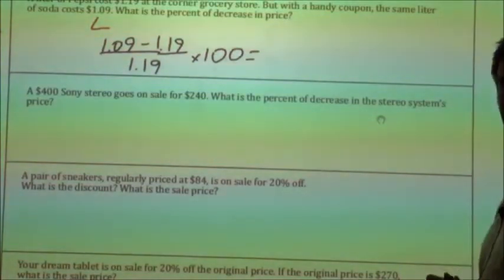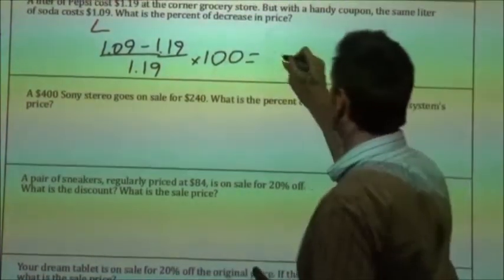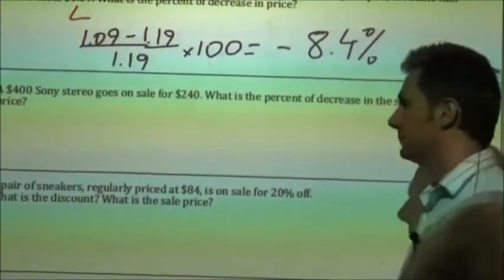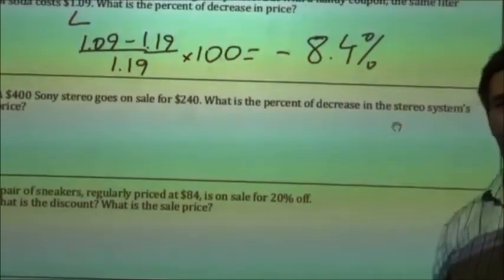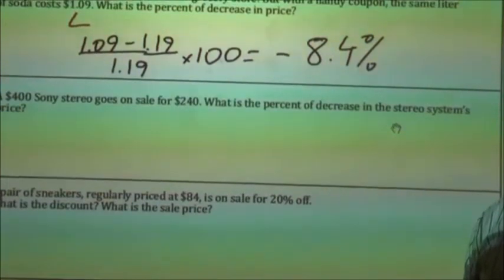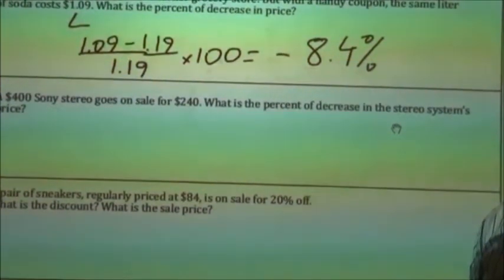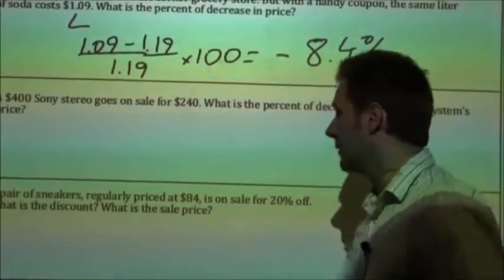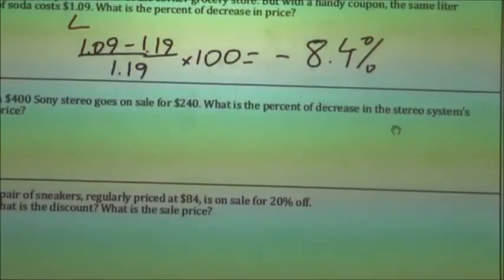And we get negative 8.4%. Questions? Concerns? Noah? You good? Perfect. Anaya?